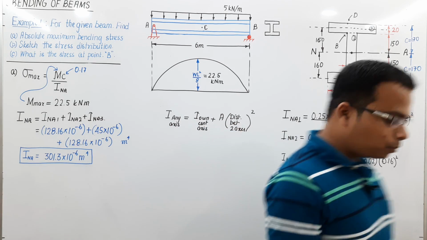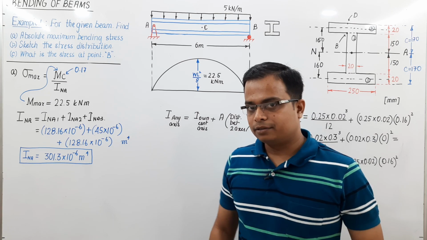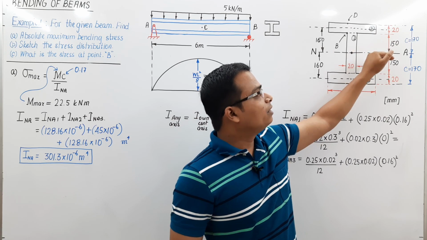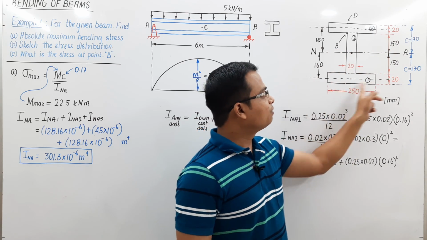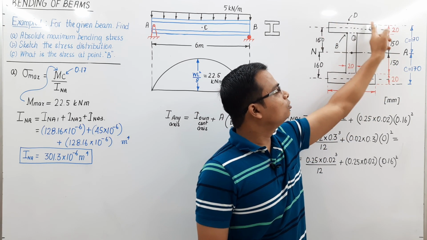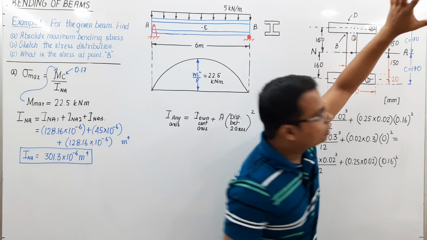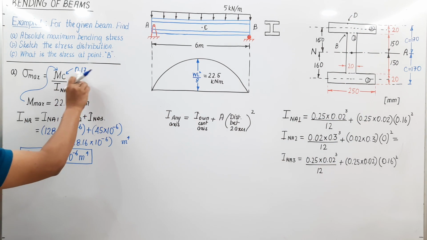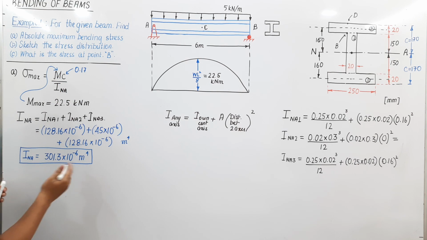Now, how to approach from here? We want to work out the absolute maximum bending stress. So we know very well the maximum bending stress is at the fiber which is farthest from the neutral axis. You can see this fiber is farthest from the neutral axis. How far? It's 170 mm. These fibers over here are also at a distance of 170. What we'll do is plug in the value of c as 0.17, that is in meters.